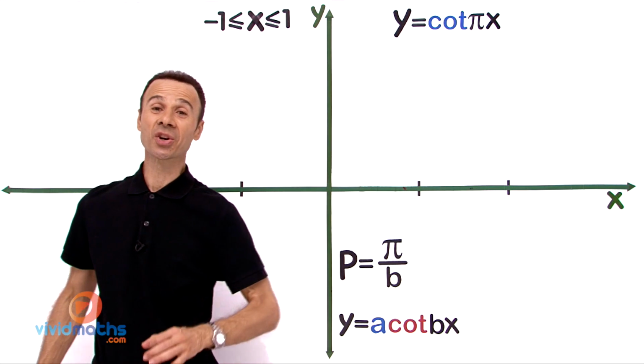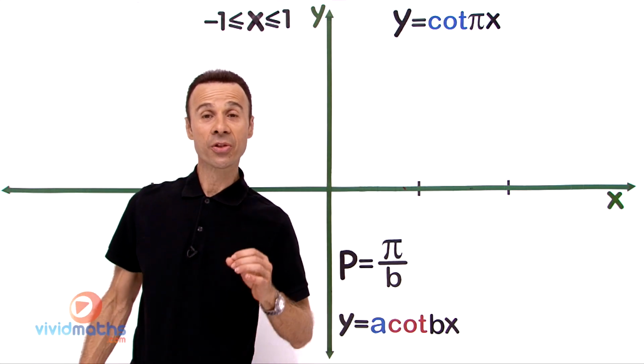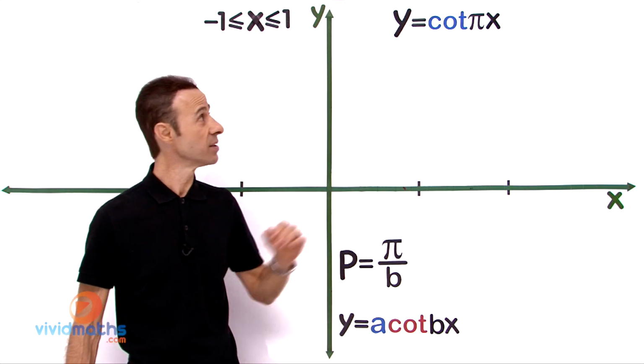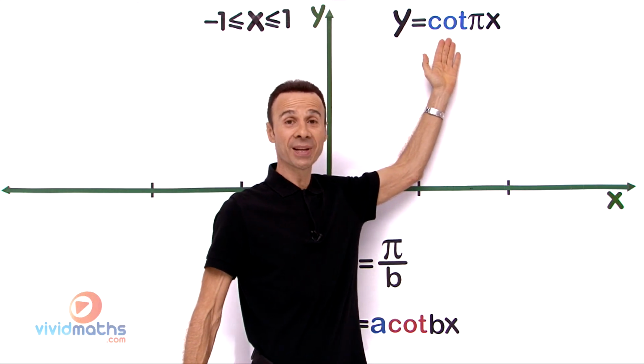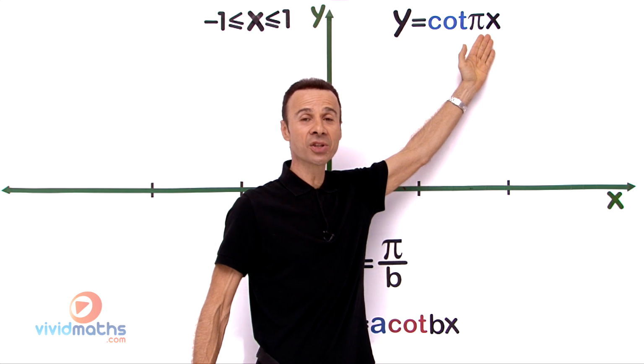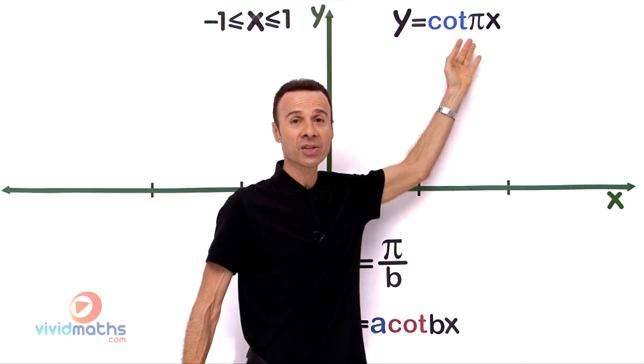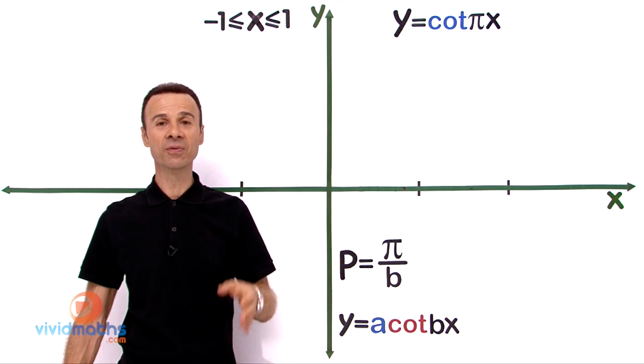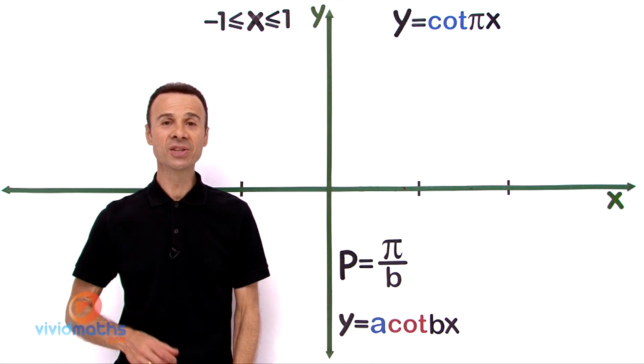All right, guys, let's crack the code to graphing the trigonometric function of cotangent. The equation is y equals cotangent pi x. Now notice the coefficient is a pi, so that's in radian measure, which means along the x-axis we're going to have conventional numbers. But here's what we're going to go through.